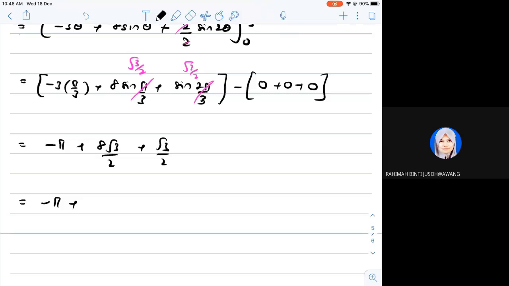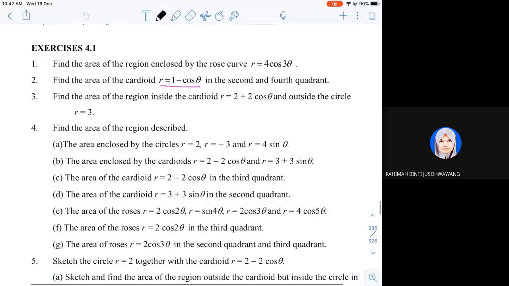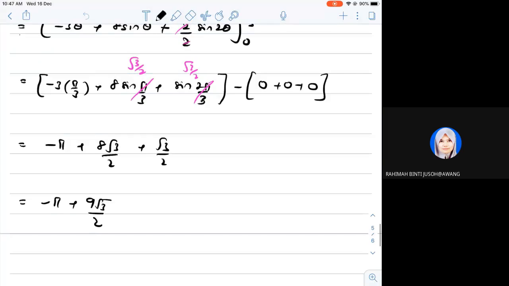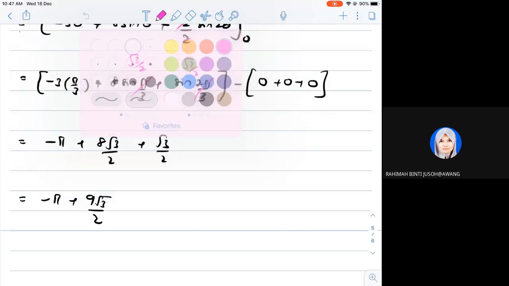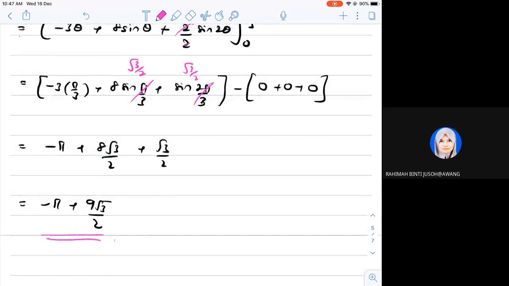Square root 3 pi over 3, square root 3 over 2. Negative pi plus 9 square root 3 over 2, isn't it? 8 plus 1, 9. Try checking whether the answer is the same. The answer should be question number 3. Okay, yes, it's the same.